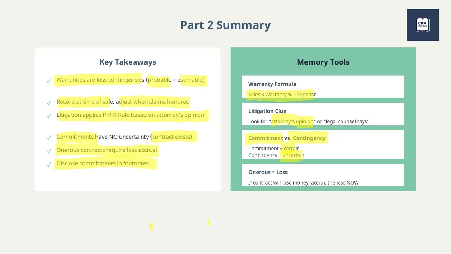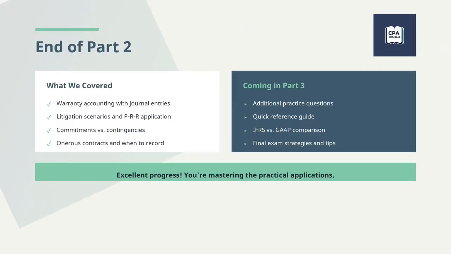For commitment, we know it's certain. It's a contingency if it is contingent upon something uncertain. If it's onerous, we know it is going to be a loss.